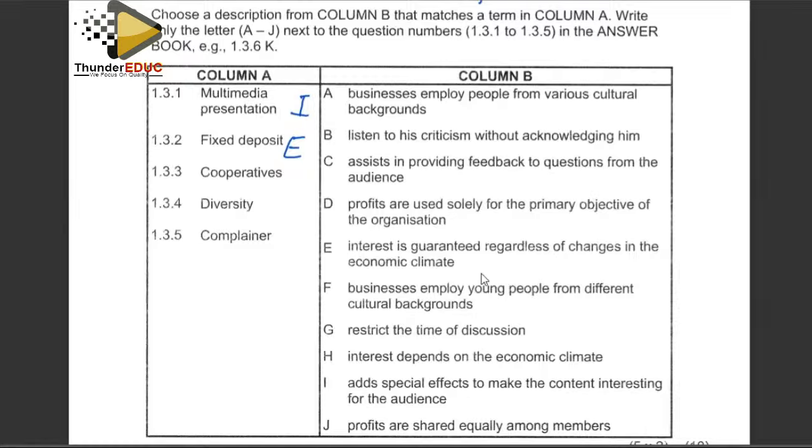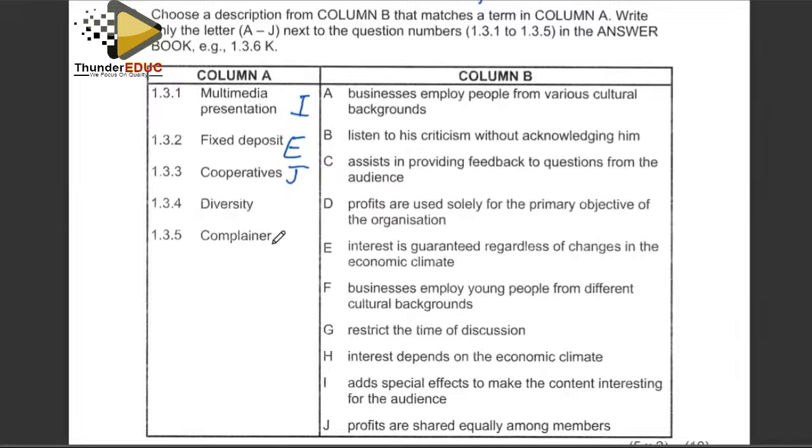So now where we have cooperatives, we check the profits. The profits are actually shared equally among members. So now in this regard, our appropriate answer is going to be J. Okay, right. So now let's check diversity.